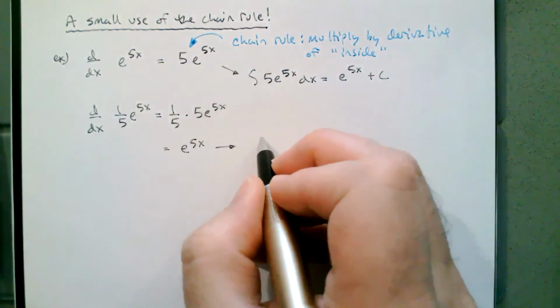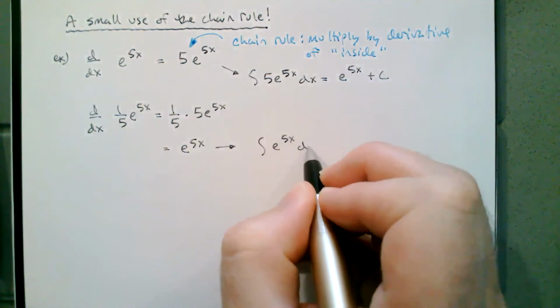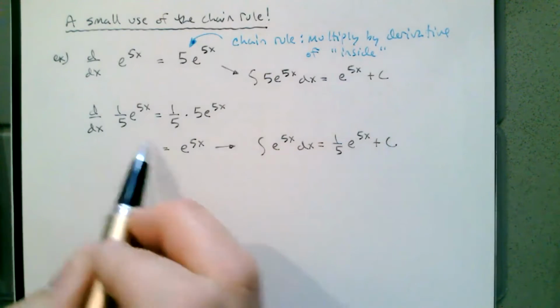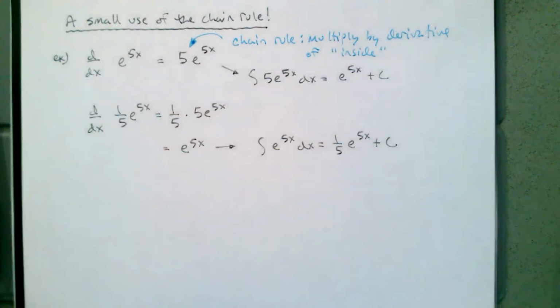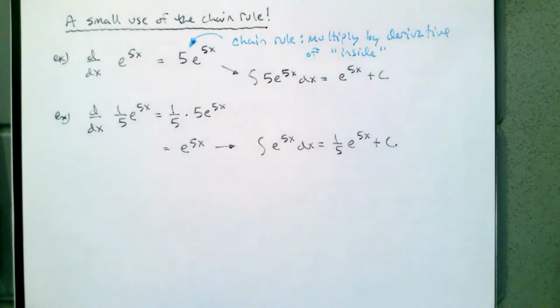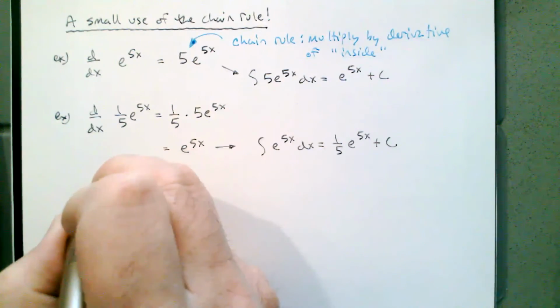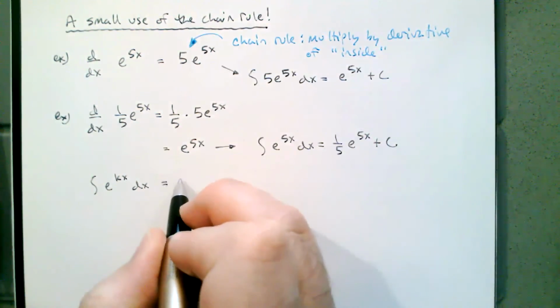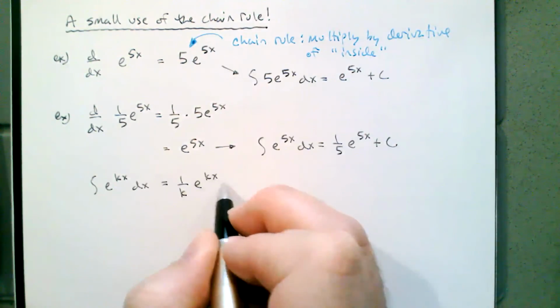So that tells us that the integral of e to the 5x dx is 1/5 e to the 5x plus c. So the derivative of 1/5 e to the 5x is e to the 5x. So the antiderivative of e to the 5x is 1/5 e to the 5x plus c. So this leads to our small use of the chain rule. If we want the integral of e to the kx dx, where k is some constant, we get 1 over k e to the kx plus c.